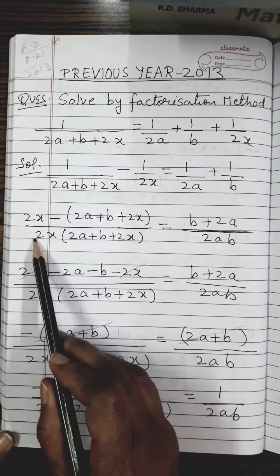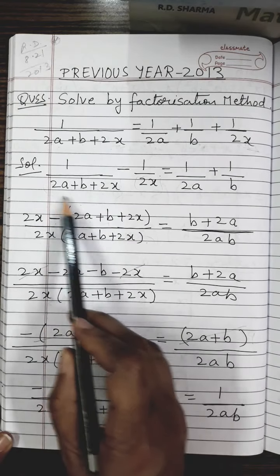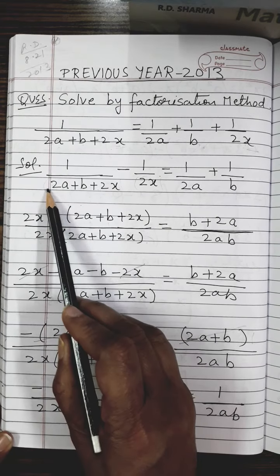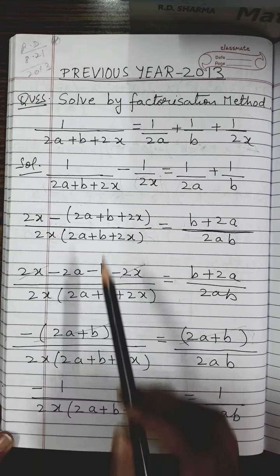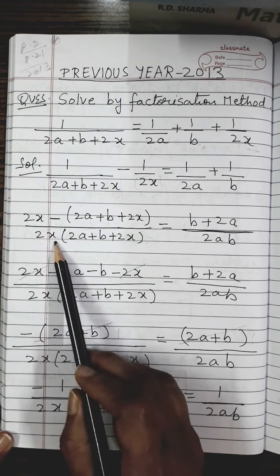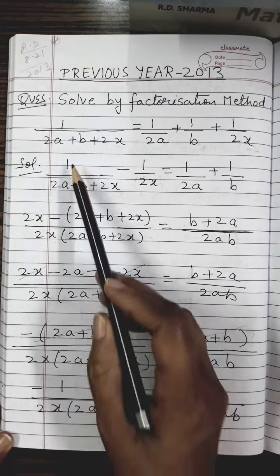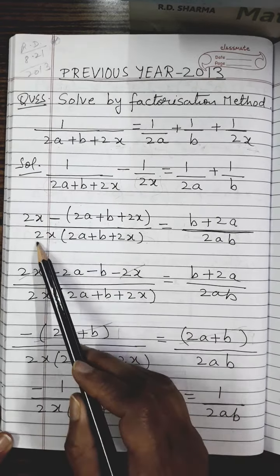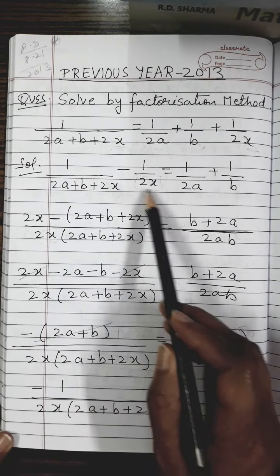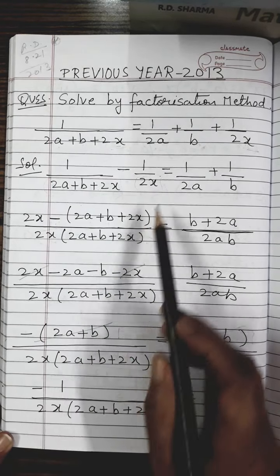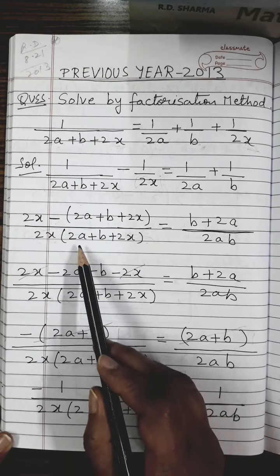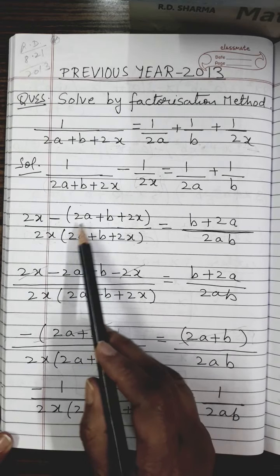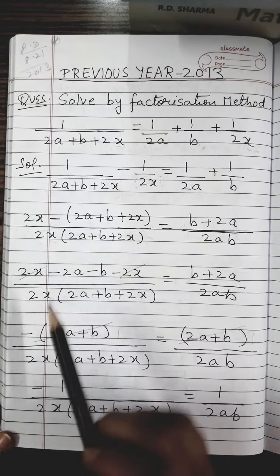Now what next will I do? This LCM divided by the denominator of the first term. So when I divide, this (2a + b + 2x) will get cancelled with (2a + b + 2x). So what will remain? 2x will remain. That 2x will get multiplied with the numerator. So 2x into 1 will give you 2x. So this is from the first term. Minus. Similarly, again the LCM divided by the denominator of the second term. So when I divide, the 2x will get cancelled, (2a + b + 2x) will remain, and it will get multiplied with 1. So what you will get? (2a + b + 2x) in brackets.